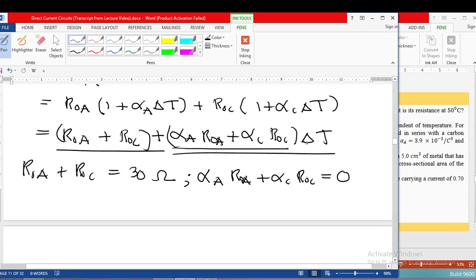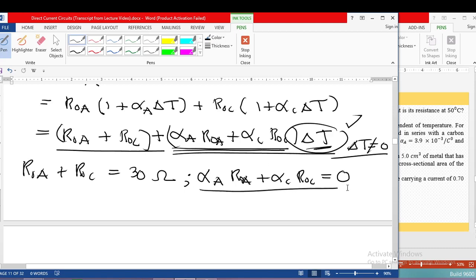What I mean here is that delta T always has a value, right? But since it is independent of temperature, meaning there's no increase in resistance, this term must be equal to 0. Delta T cannot be equal to 0, because even though we increase the temperature, delta T has a value. Again, we have to make sure that this term, other than delta T, must be equal to 0.